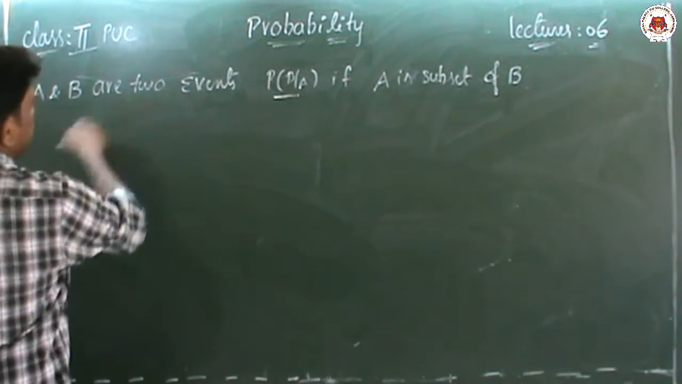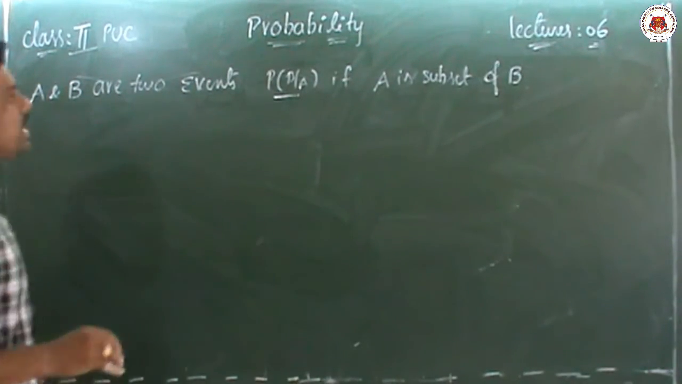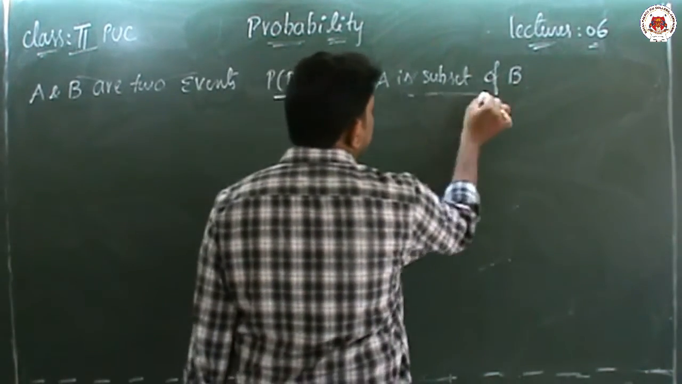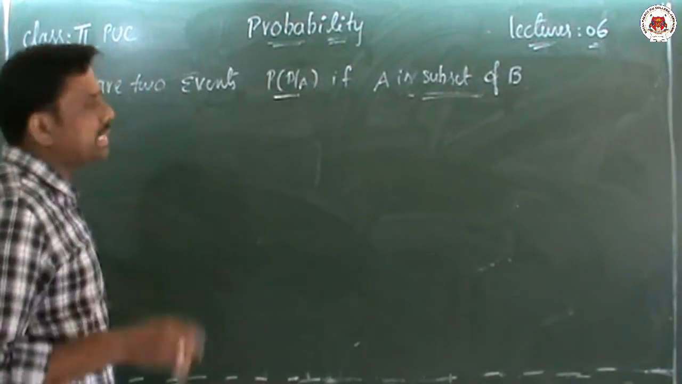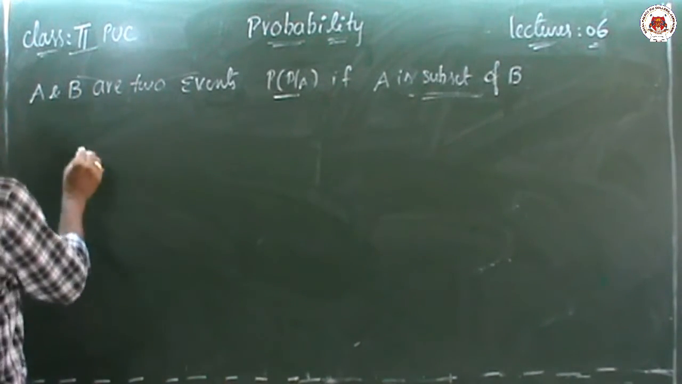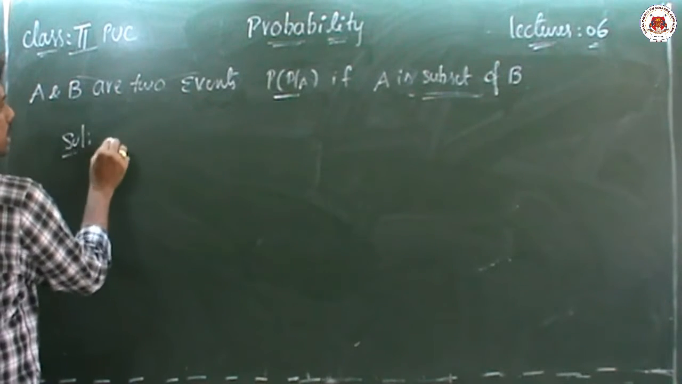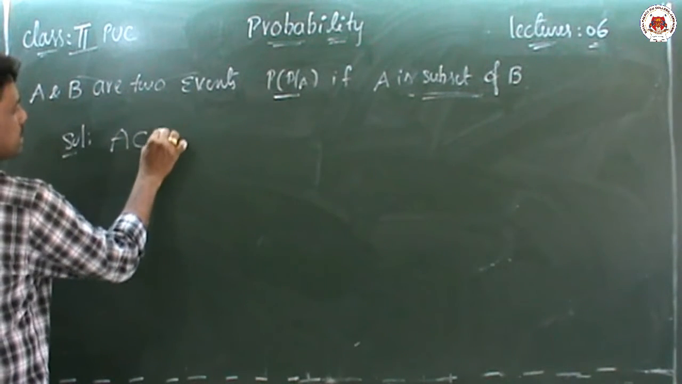All the rest is not needed for us. We only need that A is a subset of B. We have to find the value of P of B by A. This is the question. Listen, I am going to explain the solution. A is a subset of B means this.